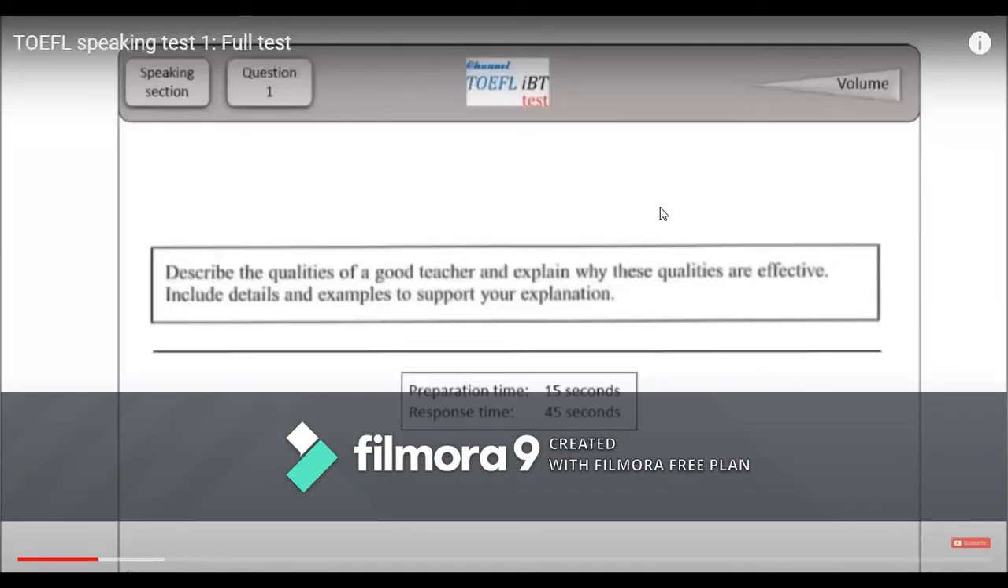Okay, so we're going to start. This is part one of the TOEFL exam. I want you to listen to the instructions, and then we're going to do the test individually, all right?